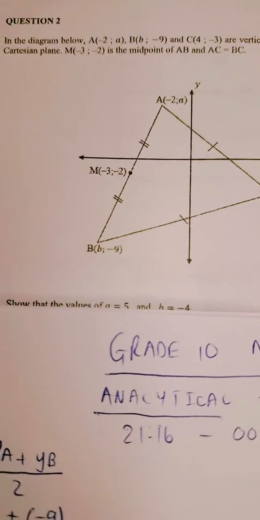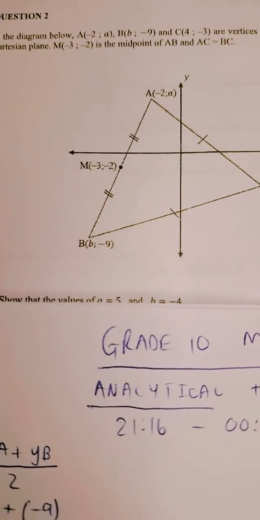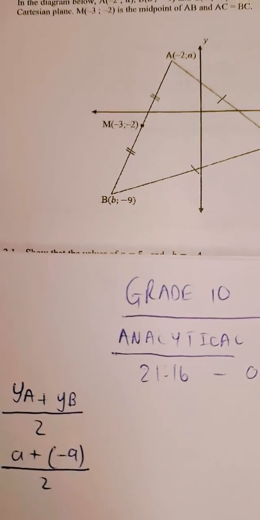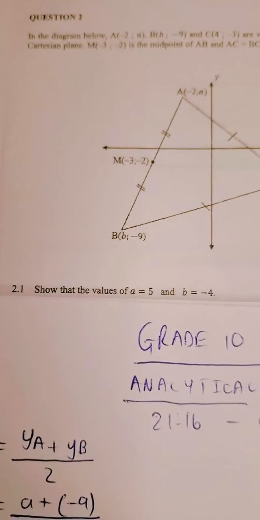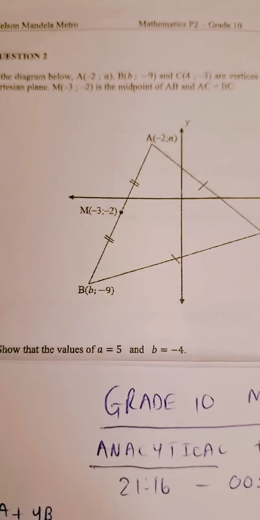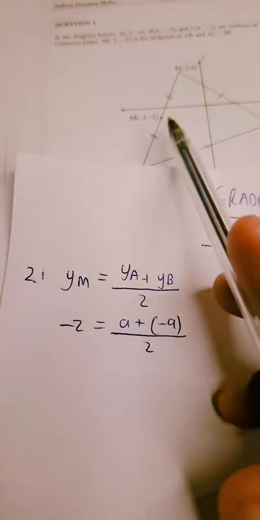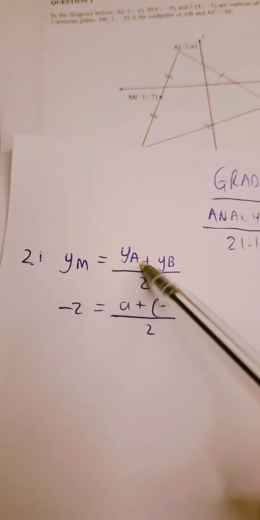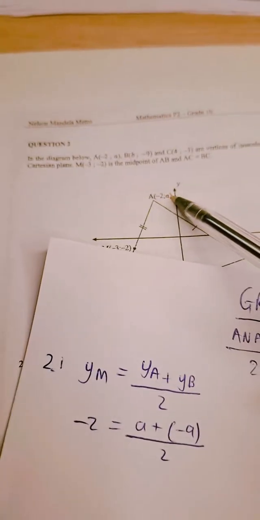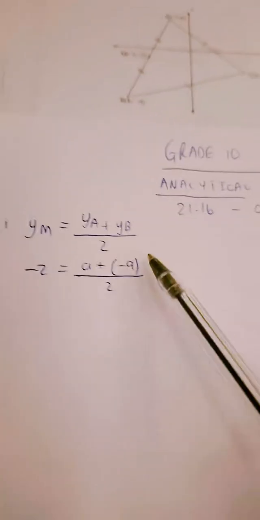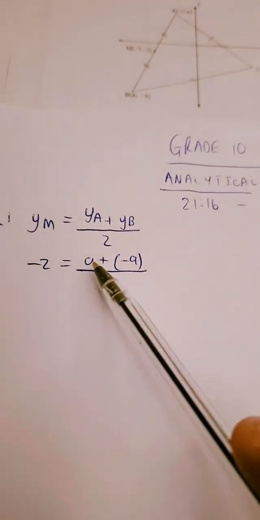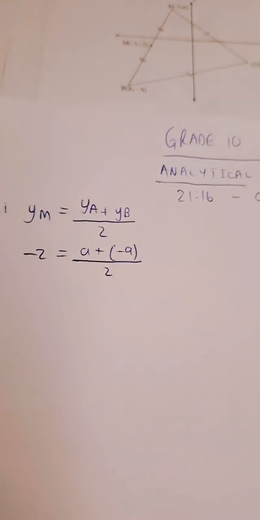A, small letter a, is the y coordinate of A. But I have the midpoint, which is -2, and I have the other endpoint, which is the y coordinate of b. So in order to get the y coordinate of the capital letter A, I'm going to say the y coordinate of the midpoint, M, would be equal to the y coordinate of A, which is one of the endpoints, plus the y coordinate of B, which is -9, all over 2. So what I have now is an equation where a, small letter a, is an unknown.